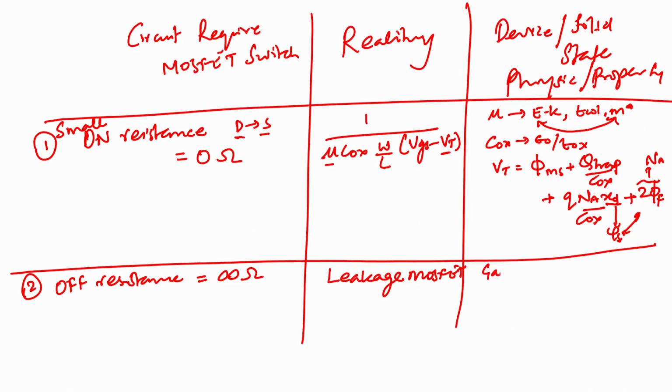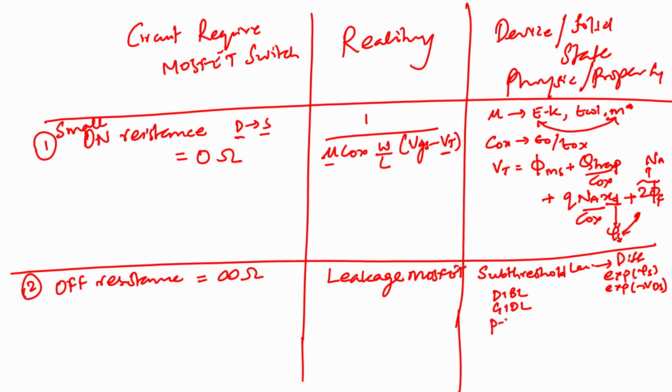We had leakage through the gate. Okay, let us keep the gate aside for now. We had subthreshold leakage, which we found was due to diffusion of carriers, and it had an exponential dependence on the surface potential, an exponential dependence on VDS, etc. And we had other mechanisms like drain induced barrier lowering and gate induced drain leakage, and leakage through the PN junctions at the source drain contacts, etc., contributing to the leakage currents, and therefore definitely the off resistance of the MOSFET is much less than infinite.